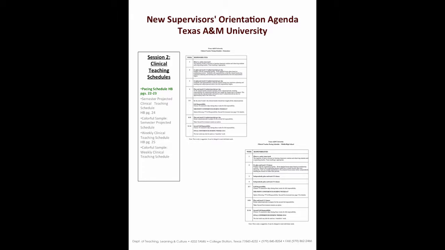The pacing schedule can be solely determined by the cooperating teacher, or it can be a joint effort where it is determined by the cooperating teacher and clinical teacher working together. It's actually the cooperating teacher's choice.